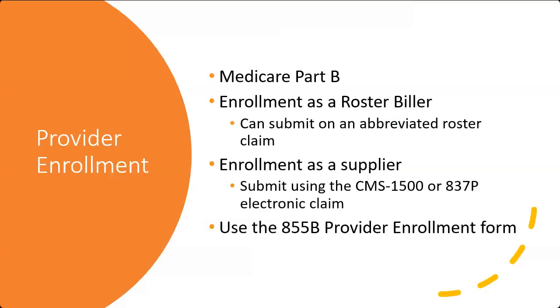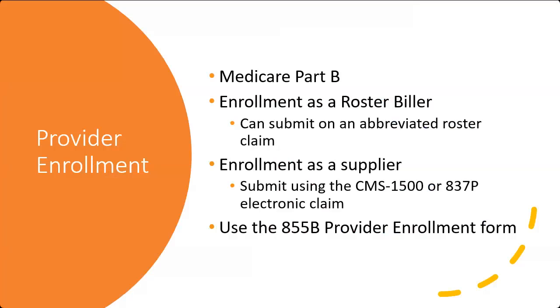Another issue is on Medicare enrollment. Pharmacies will use the 855B form to enroll in Medicare. You can enroll on paper. You can also enroll electronically. The instructions for completing this form are on the CMS website. The best way is to submit electronically. Submitting electronically allows the system to help you identify any errors or additional information needed before submission.